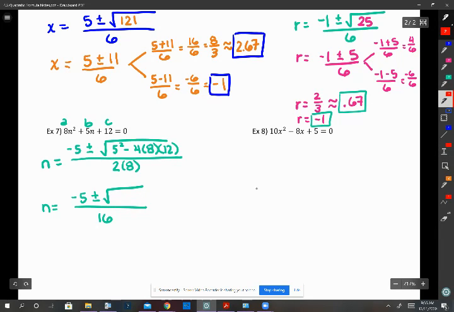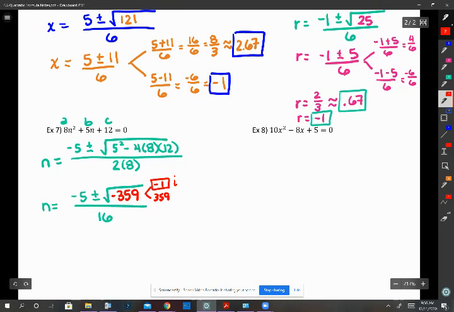And so if this is -359, I can try breaking 359 up, but I don't know if we can get a pair out of it anyway. But this little guy right here, the -1, means that I have an i. And so when that happens, and I go to simplify this, I've got -5 plus or minus i root 359 over 16. And that's actually my solution.